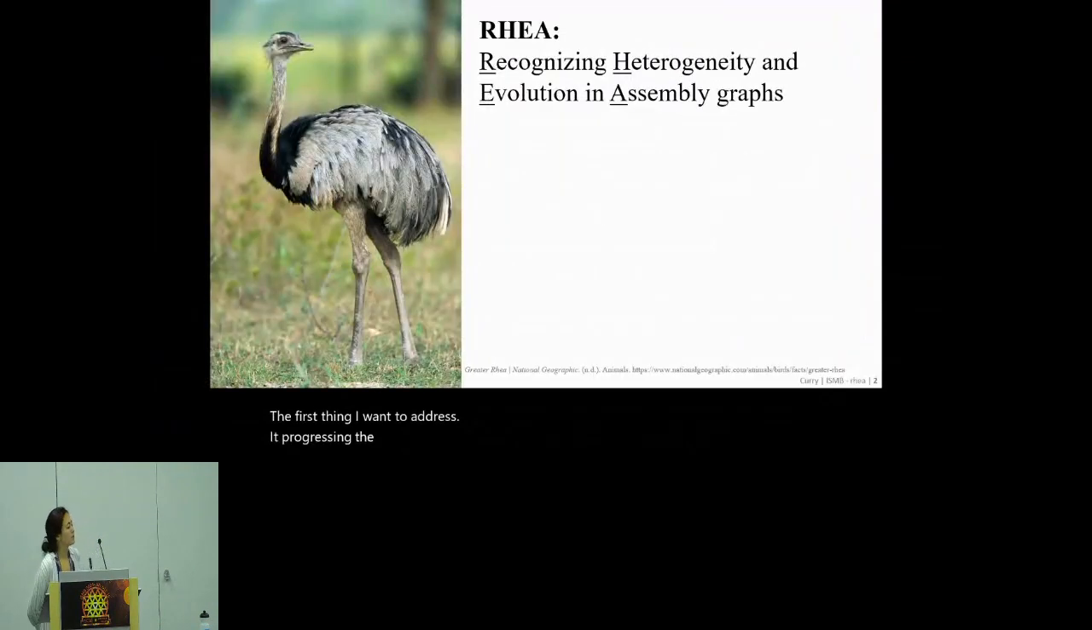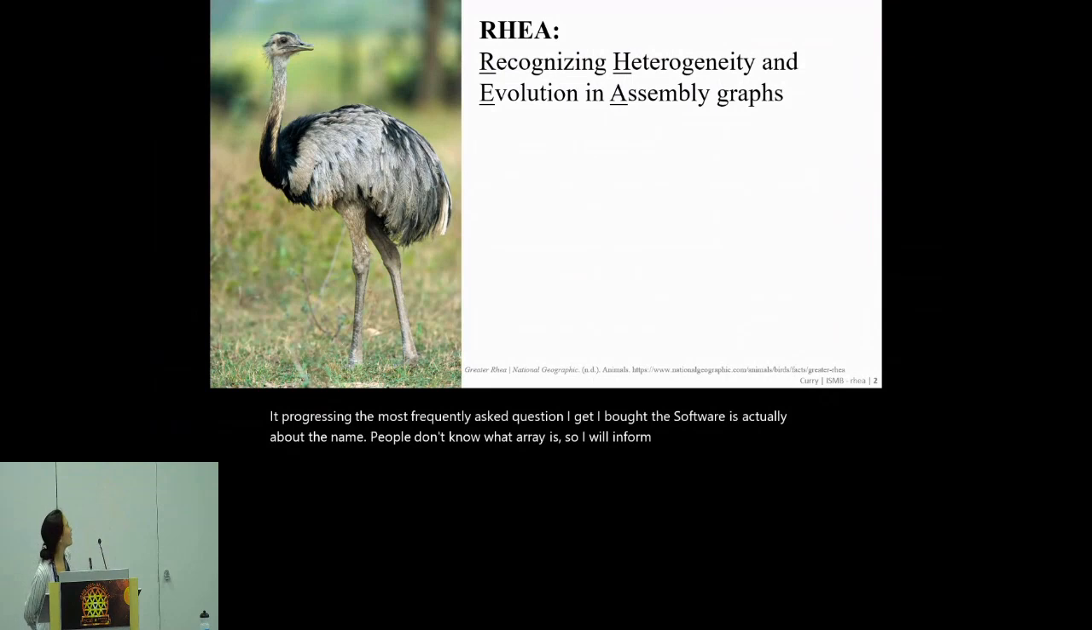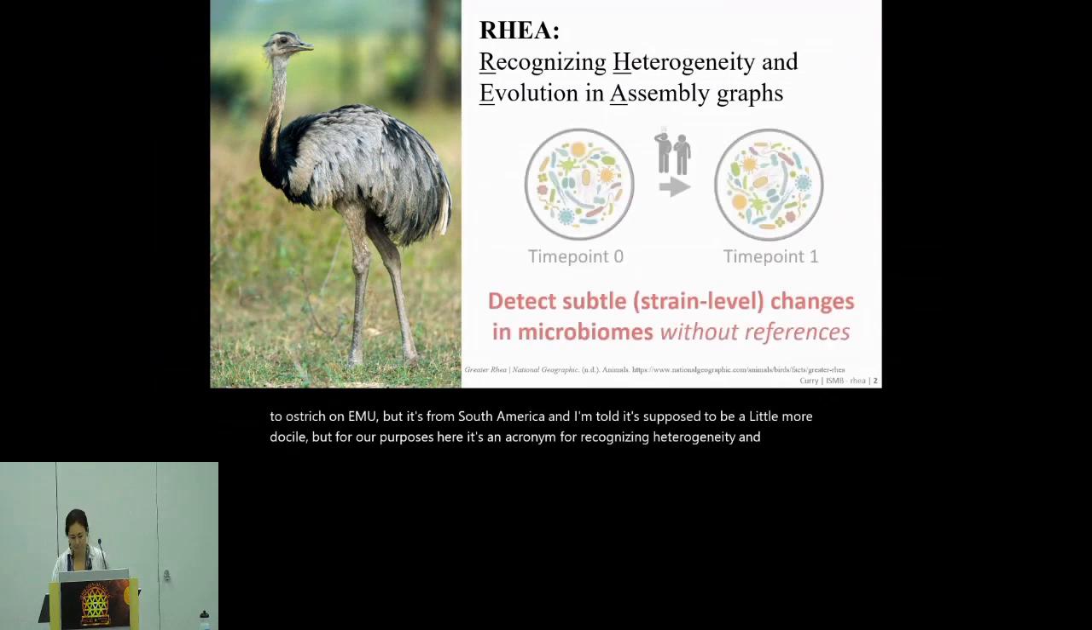The most frequently asked question I get about the software is actually about the name. People don't know what Aráya is, so I will inform you. Aráya is a relative of an ostrich or an emu, but it's from South America, and I'm told it's supposed to be a little more docile. But for our purposes here, it's an acronym for recognizing heterogeneity and evolution in assembly graphs.